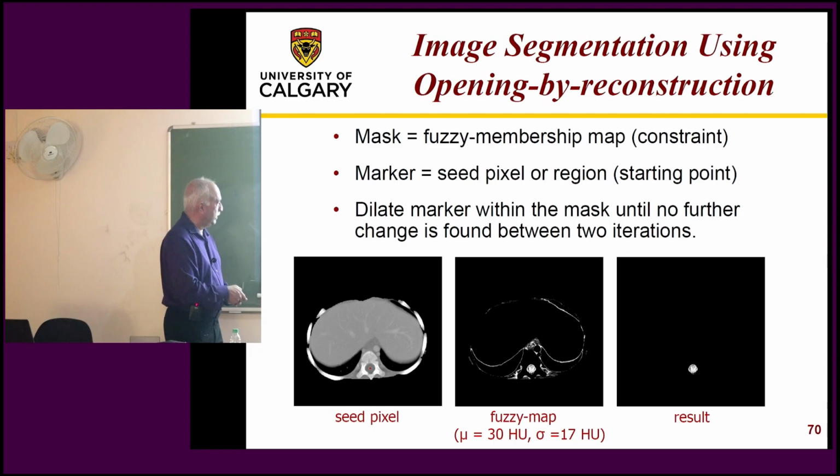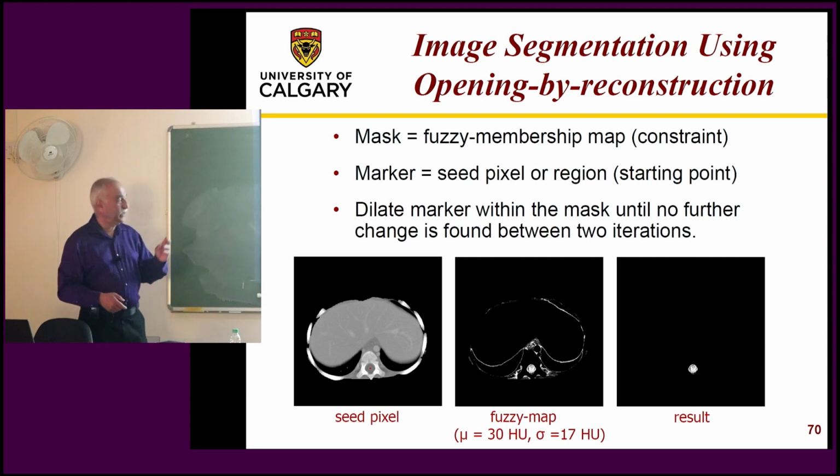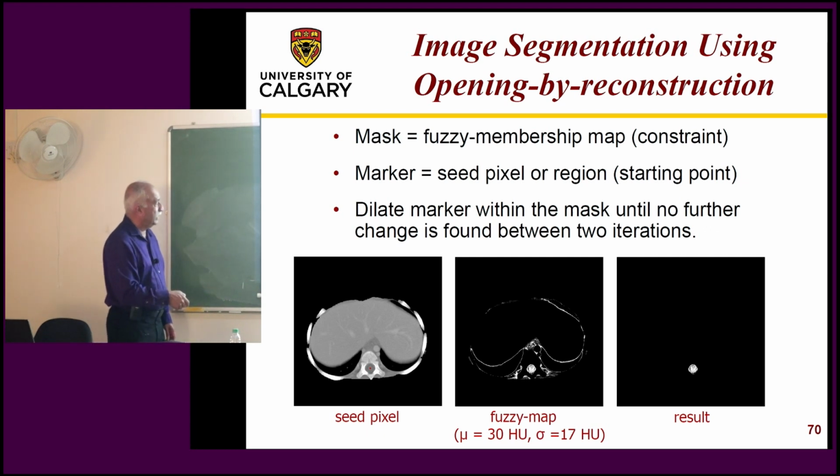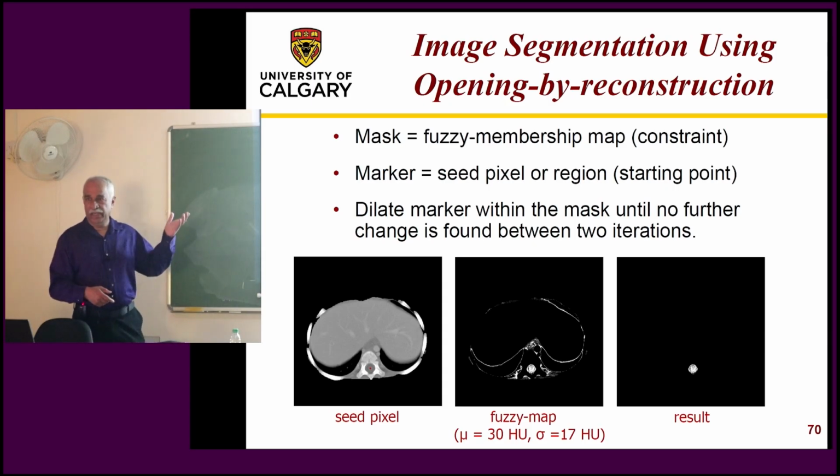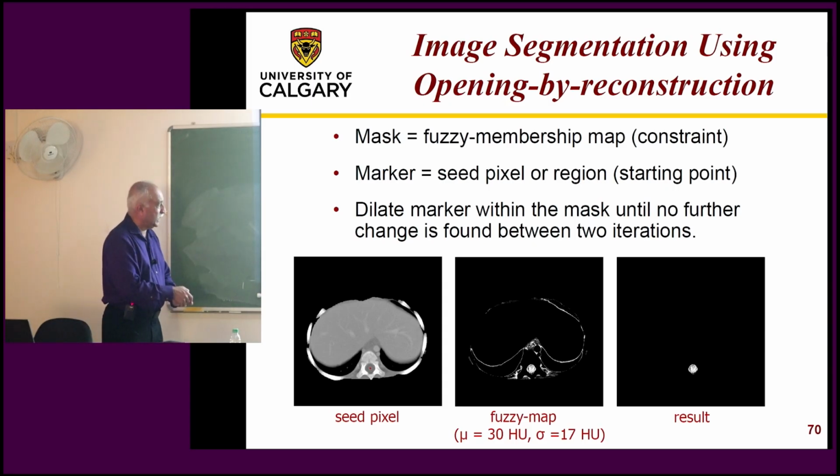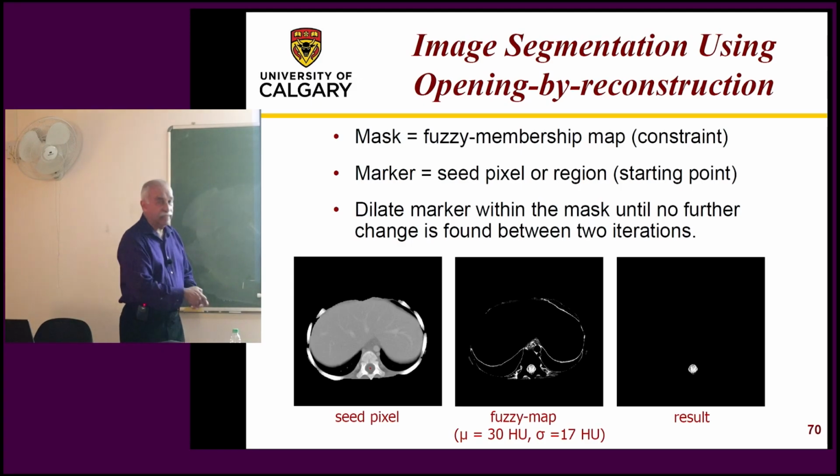High membership here. Mu equal to 30, sigma equal to 17 Hounsfield units in the Gaussian membership function. Mean is derived for this data set of pediatric CT images for the spinal canal, 30 Hounsfield units. And some standard deviation, we know that too. Manually mark a number of these voxels, get the mean and standard deviation for this data set, not for adults. So this will guide the membership function. And you dilate the marker within the mask until no further change is obtained between two iterations. It's an iterative process, and that is the result.